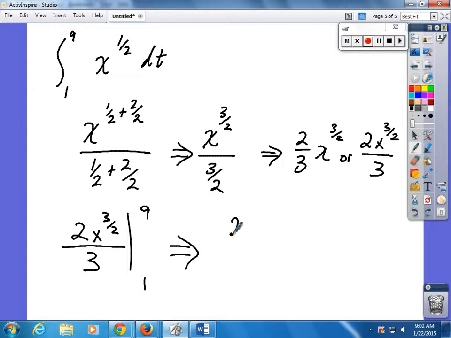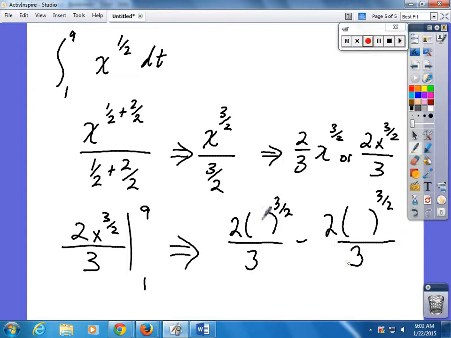All right, so 2 parentheses. I know why I did it. I was looking at this 2 over 3, and evidently I just kept writing it. Minus 2 times parentheses 3/2 over 3, and 9 and 1. So that's exponent over index, so that's the square root of 9 cubed. So 2 square root of 9 cubed over 3 minus 2, exponent over index, square root of 1 cubed over 3.